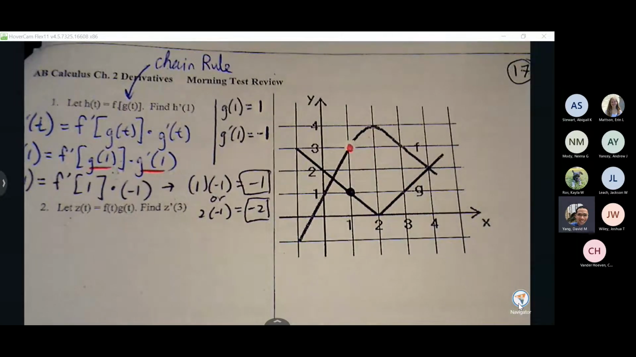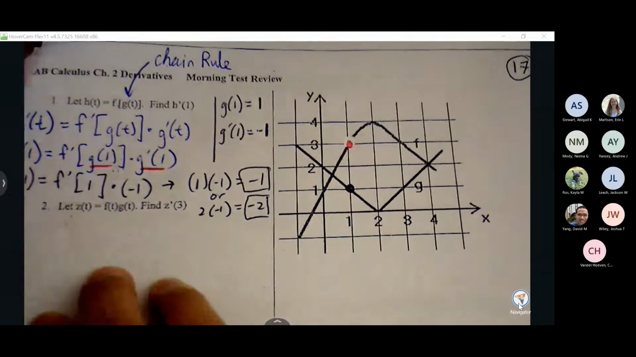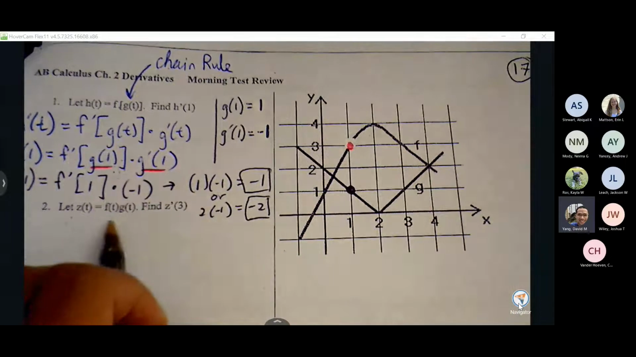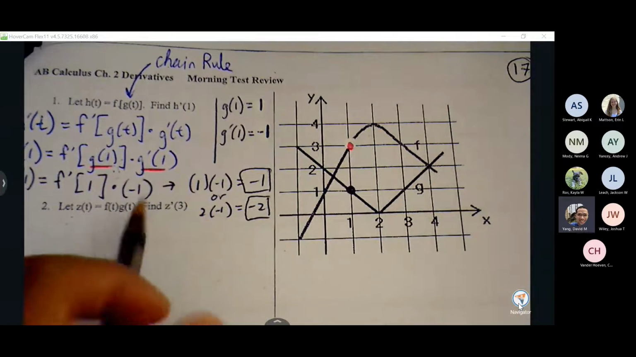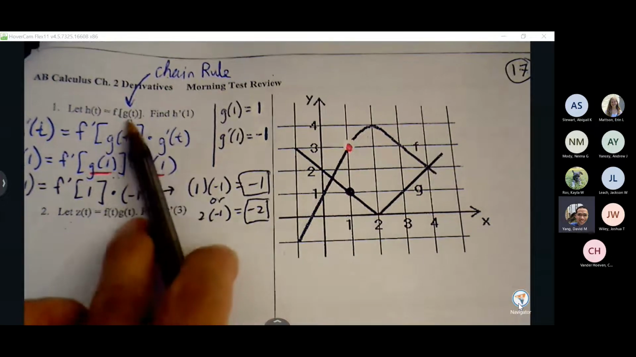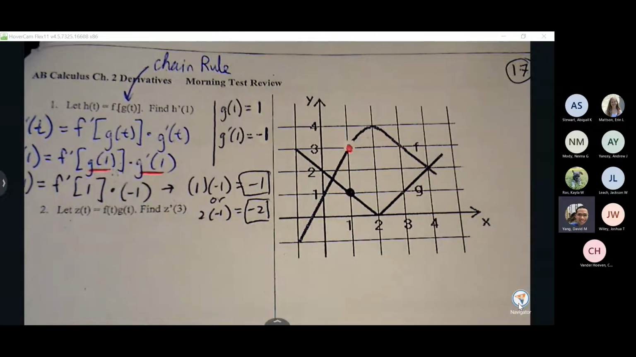Okay, number two, let z of t equal f of t times g of t. So now this is what I want to find the derivative. Product. This is product rule, okay. Notice that even though they both involve f and g, this one has two t's in it. So that tells us that we have two distinct functions outside of each other. Here, there's only one t. This is a function within a function. Product.